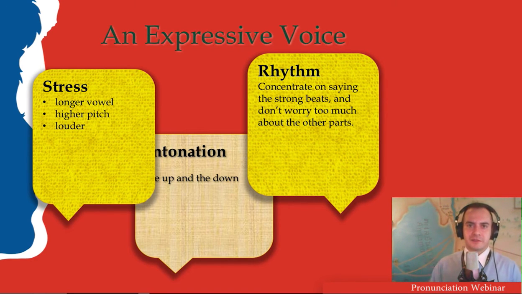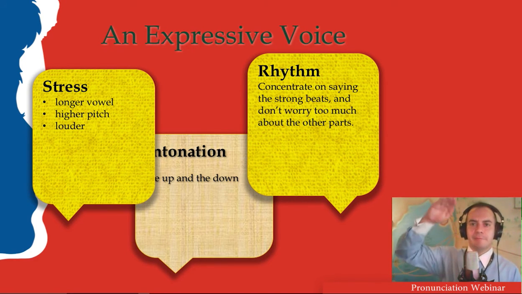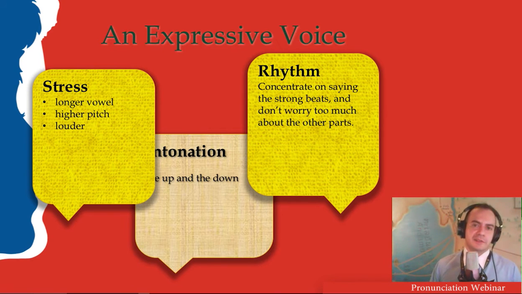The boy is crying in class. Da-da-da-da-da-da-da. That is the rhythm. The intonation is the up and the down. Take a look at this example. It's a very important day. Da-da-da-da-da-da-da. It's a very important day for us. So first you get the stress, then you get the rhythm, and then you get the intonation.